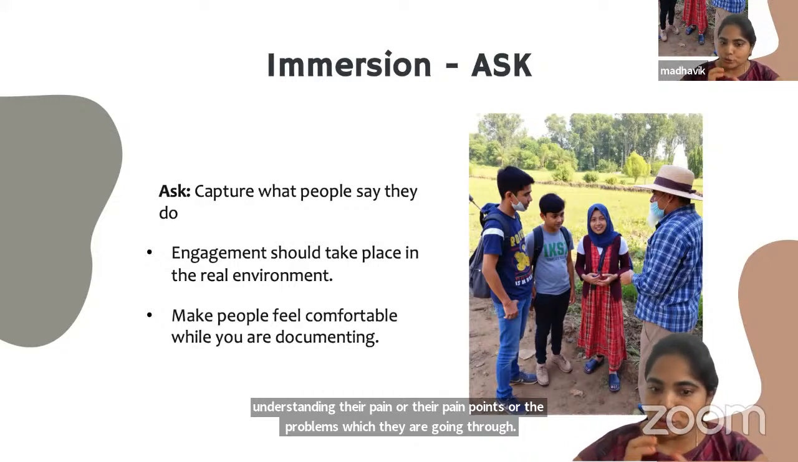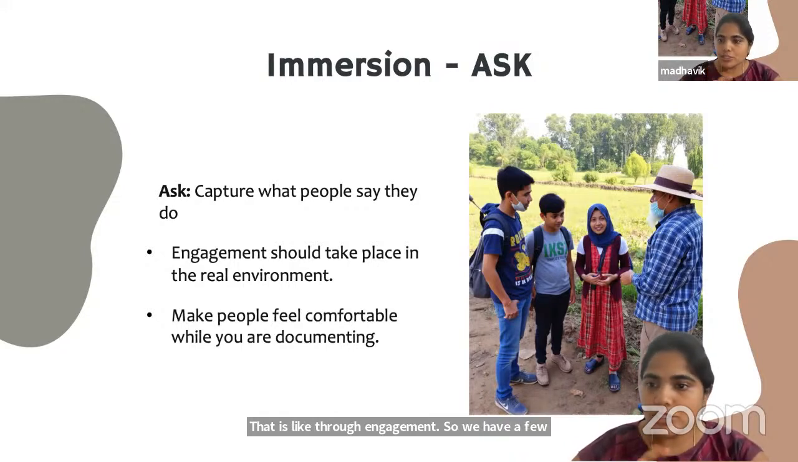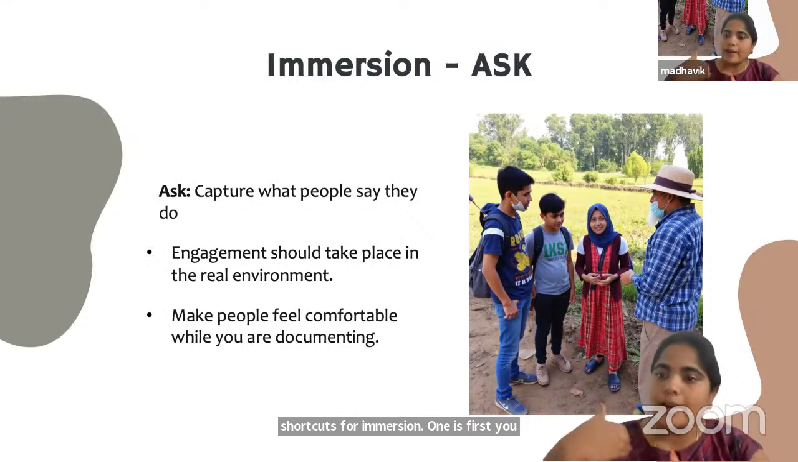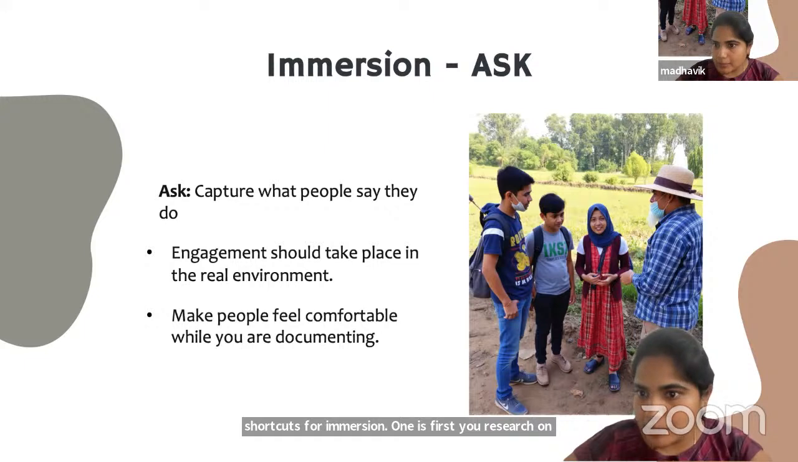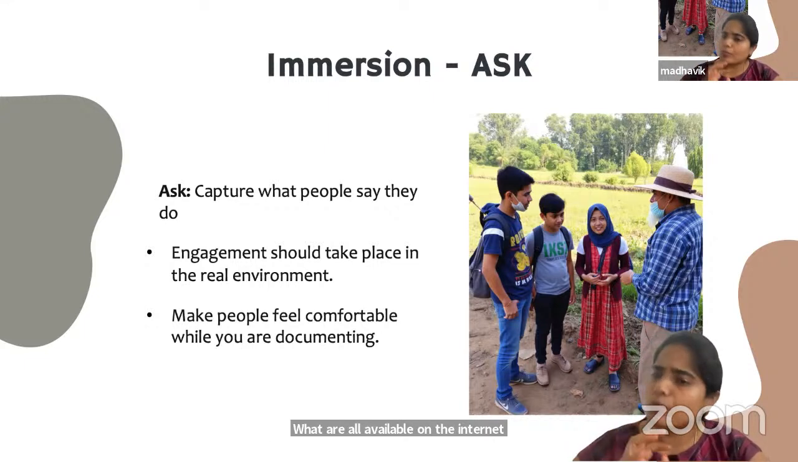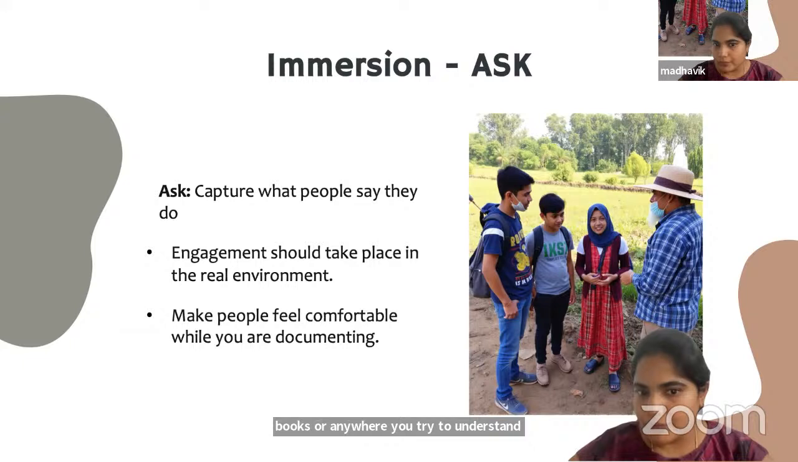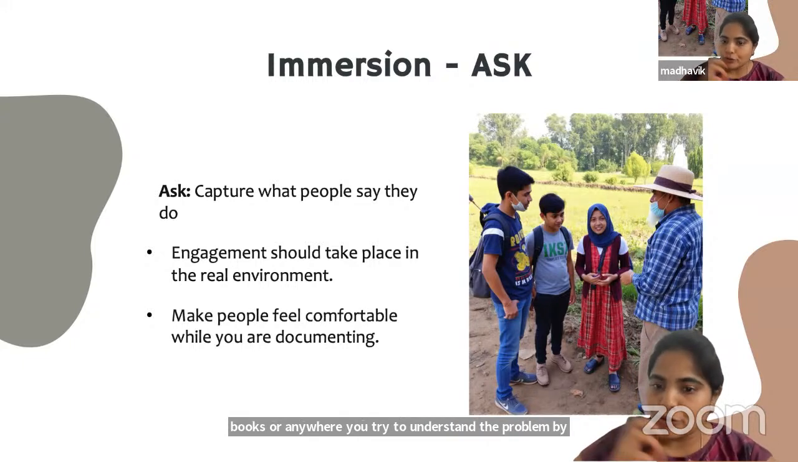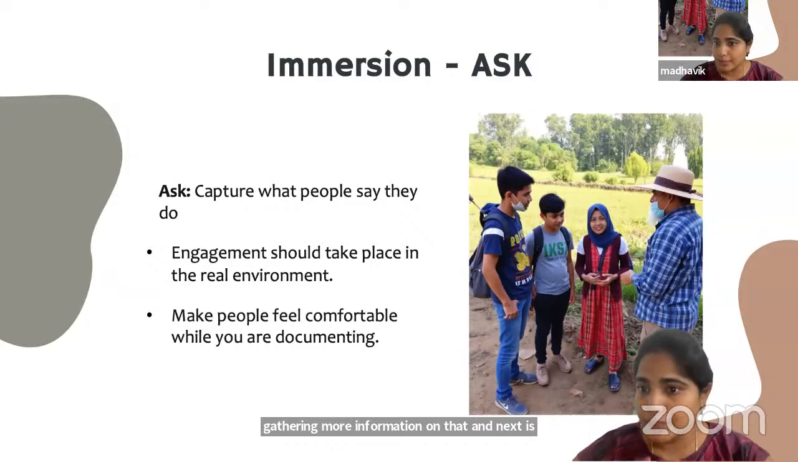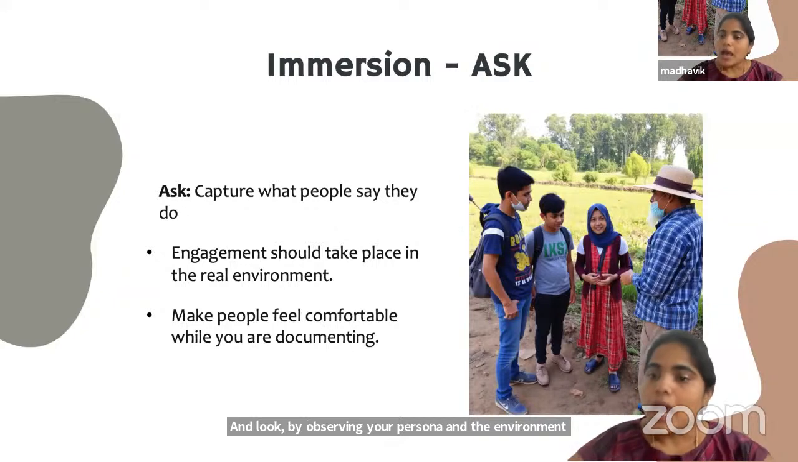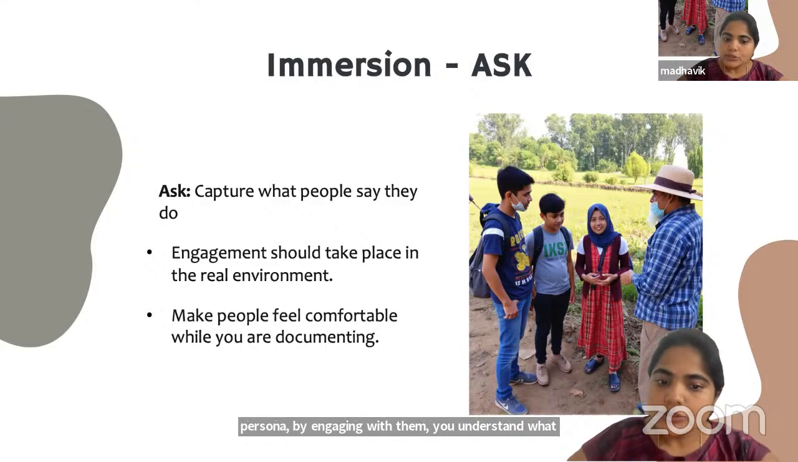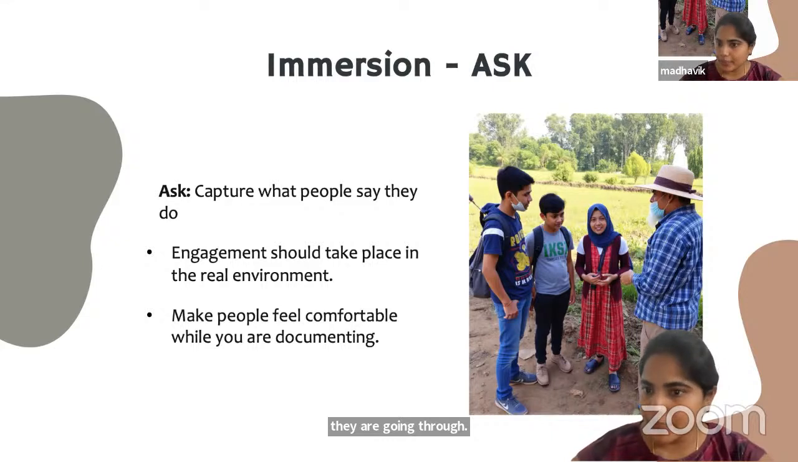So we have a few shortcuts for immersion. One is, first you research the problem: you try to find all the papers, or what is available on the internet or in books, and understand the problem by gathering more information. Next is to put yourself in the shoes of the persona and understand what they are going through. And by observing your persona and their environment and surroundings, and by interacting and engaging with them, you understand what they're going through. So these are the four things you can do during the immersion phase.